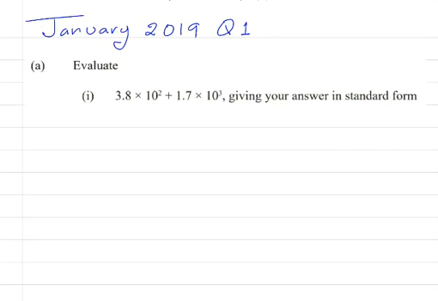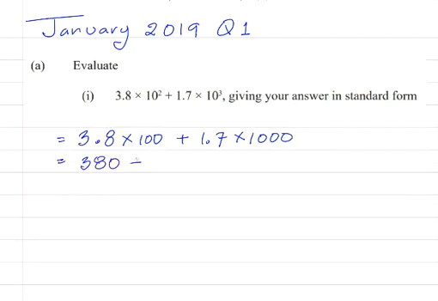10 squared is the same as saying 100. 10 squared is 10 multiplied by 10, which is 100. So this is equal to 3.8 multiplied by 100 plus 1.7 multiplied by 1,000. So 10 cubed is 1,000. This is equal to 380 plus 1,700. So the answer here is going to be 2,080.